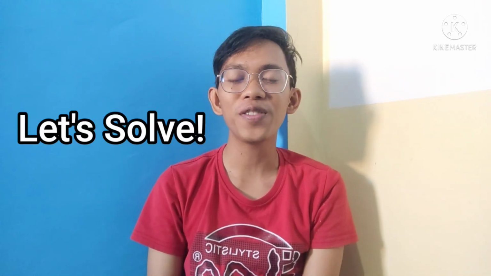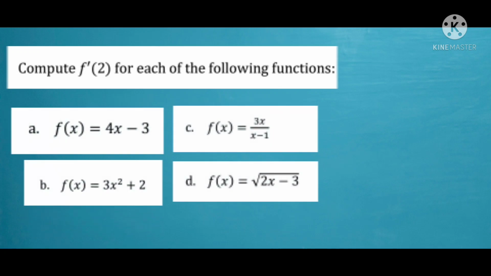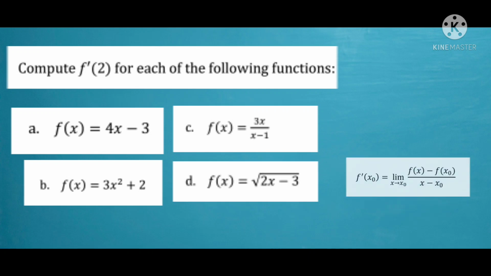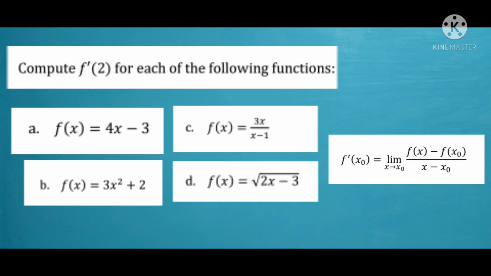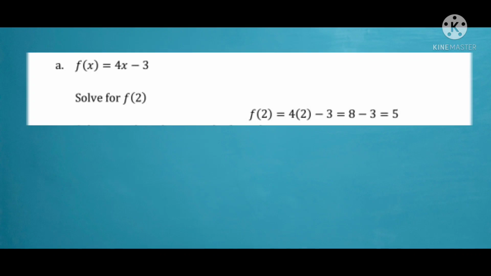Now we're ready to solve some items. For the following items, we're asked to compute the f prime of 2 or the derivative of the function at x sub 0 equals 2. And here is our formula. Our first step is to evaluate the function at x sub 0 equals 2. And what we will get is 5.